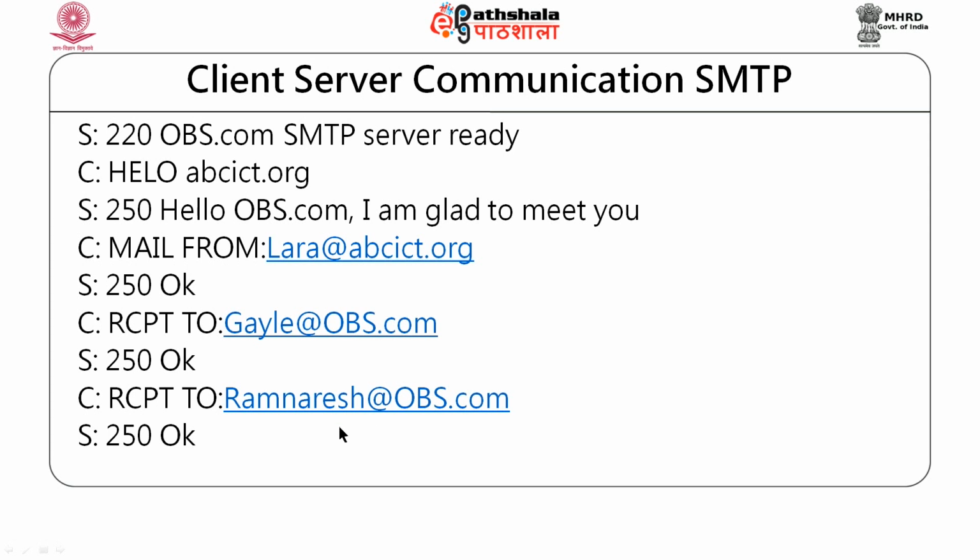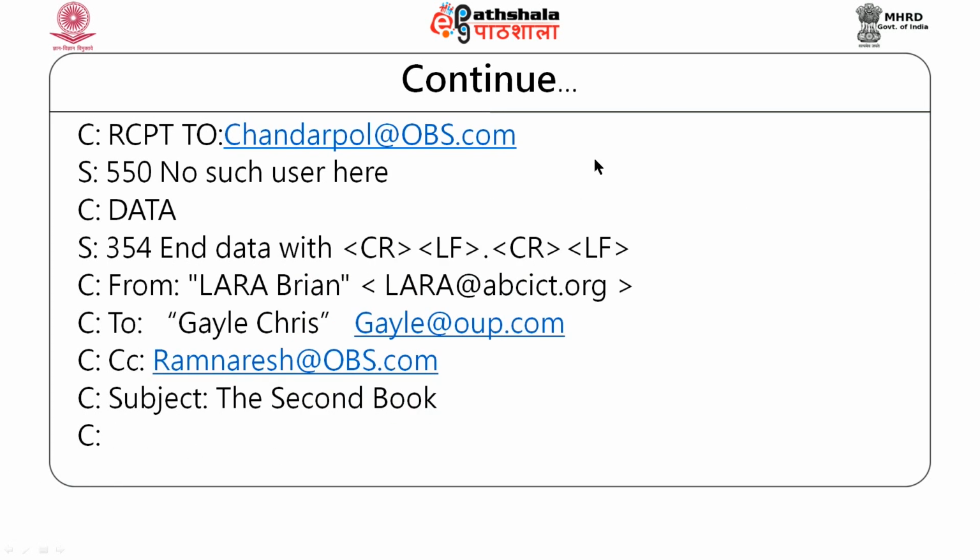So, he is receiving a mail, he is okay. Okay, so that means that also is acceptable. And the third person is Chandrapal. Now, the server says at OBS there is no guy called Chandrapal. So, what should I do? I should continue, that is the point here.